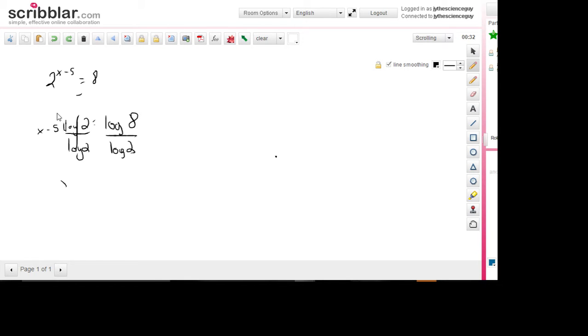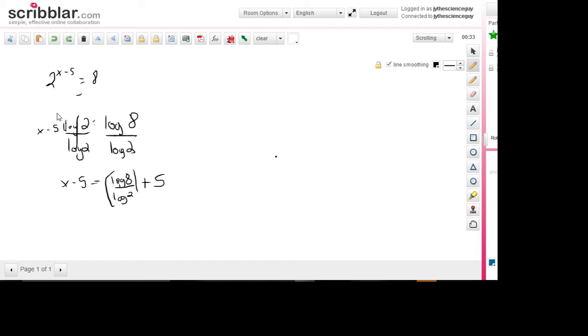So now you're left with x minus 5 equals the log of 8 over 2 over the log of 2, and you want to add plus 5. So you're going to solve this and then add 5 to it, and then do your decimal. The answer is going to be 8.